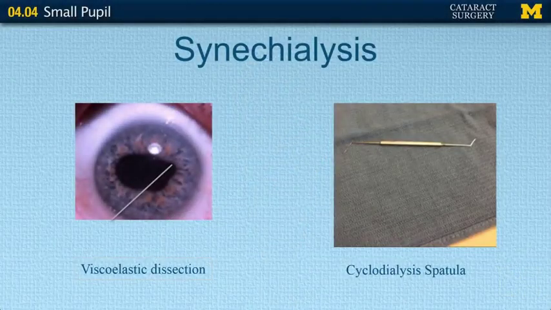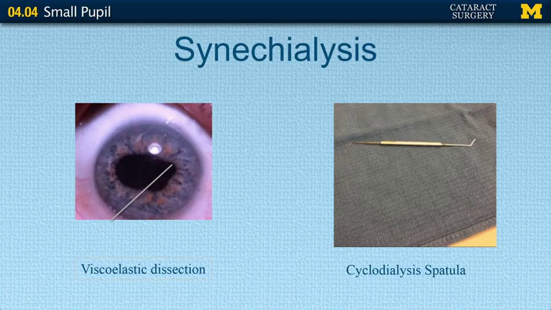So essentially you're taking your viscoelastic cannula and you're finding an area where the iris tissue is not adherent to the lens, and you stick the cannula underneath the iris tissue and then you inject, and the viscoelastic helps to pull off the iris tissue from the anterior lens. The other option is a cyclodialysis spatula, where again you're going in underneath the iris tissue and you are physically removing that adhesion.